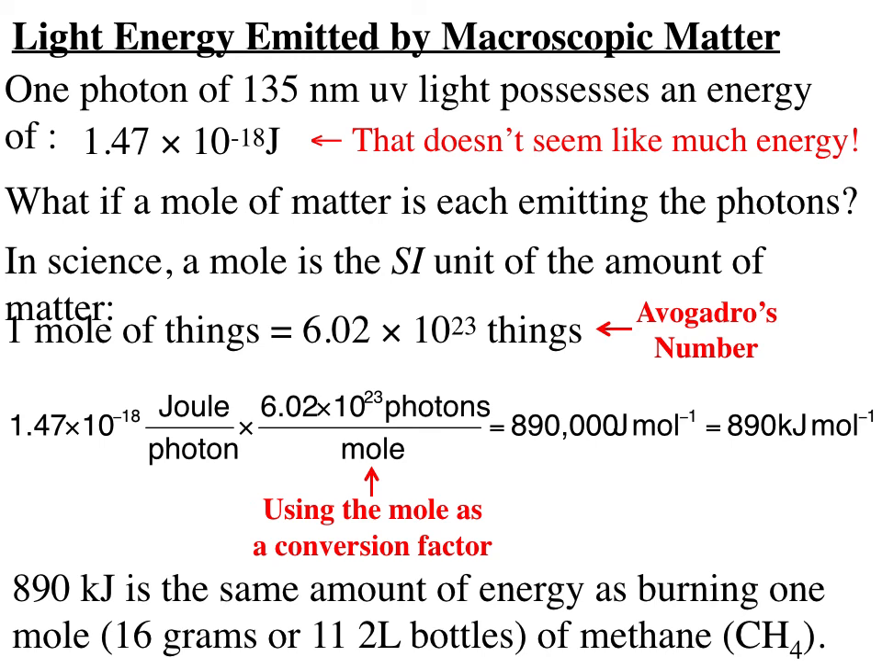Now, it turns out that that is roughly the amount of energy you get burning a mole of methane or natural gas, which would be, as we show there, roughly, if we burn a mole of it, that's 22.4 liters of it. That's like 12 2-liter bottles of the gas. So burning that much gas would give you the same energetic content as this mole of photons of UV light.